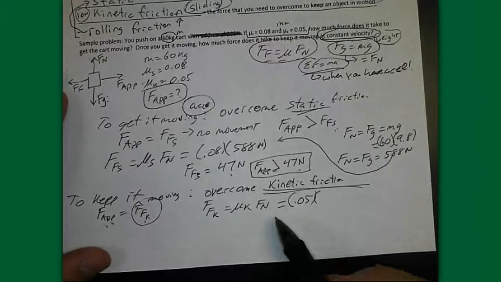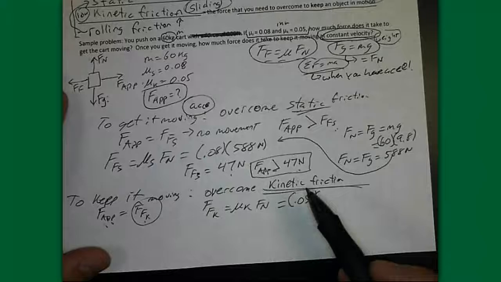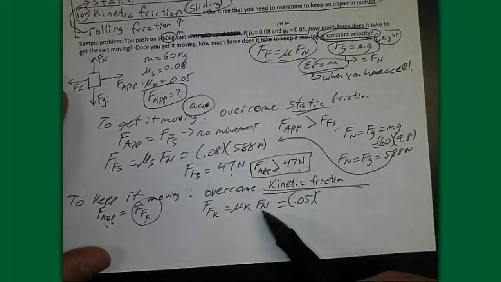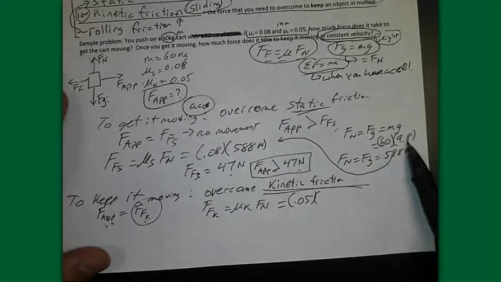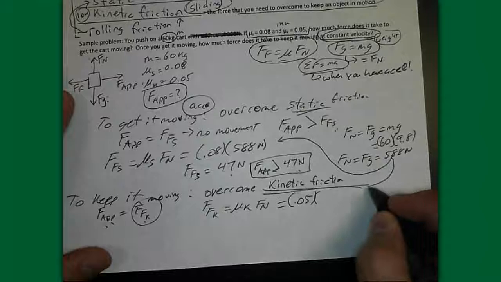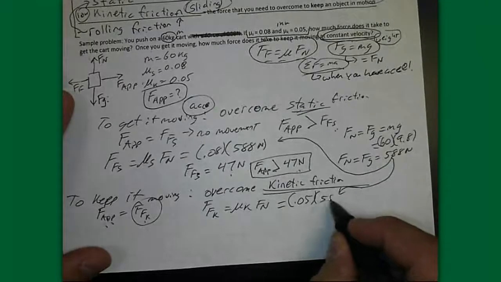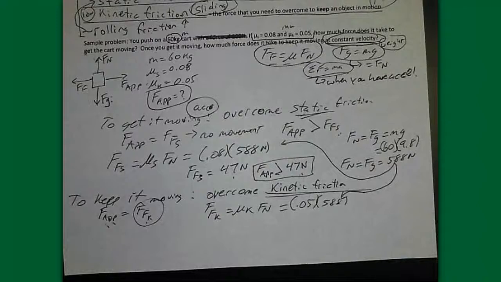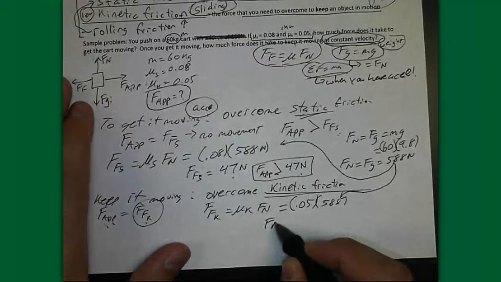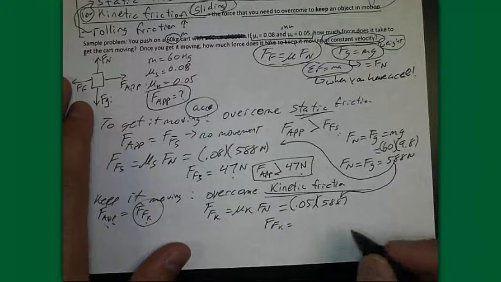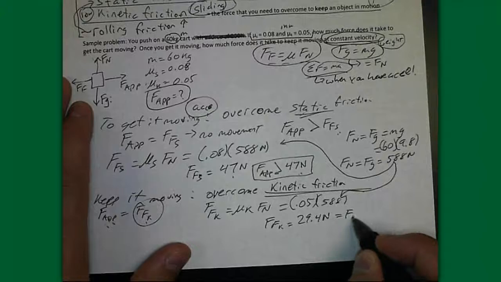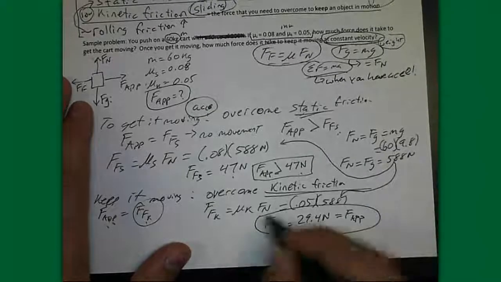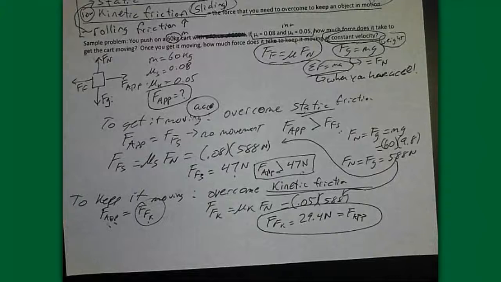And the normal force I need now. Does the normal force change from here to here? The answer is no, it doesn't, because the mass of this box didn't change. At least they didn't tell us it did. And gravity certainly does not change. So this 588 will be the same normal force we use both times. And 0.05 times 588 gives us a kinetic friction force of 29.4 newtons. And that has to be exactly equal to the applied force to keep us moving at constant velocity.